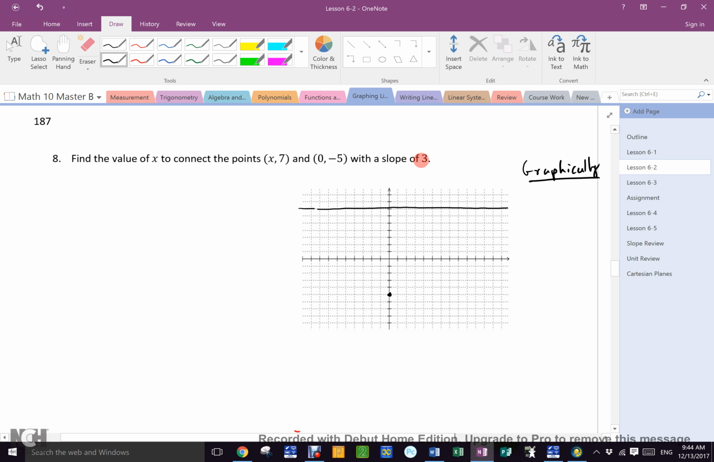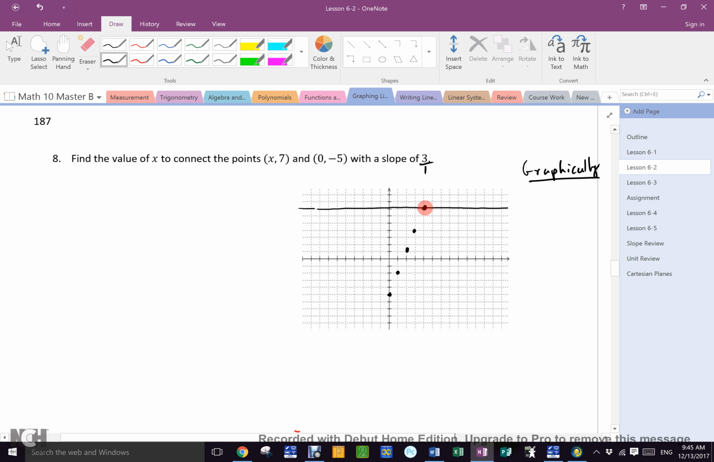And I know I have a slope of 3. Now, slope of 3 is misleading because slope is rise over run, right? And that's only one number. How do I make it the slope of 3 with rise over run? I put it over 1. So I got to go up 3, 1, 2, 3, over 1. And I can do that all the way up until I hit the line. And I hit it right there.